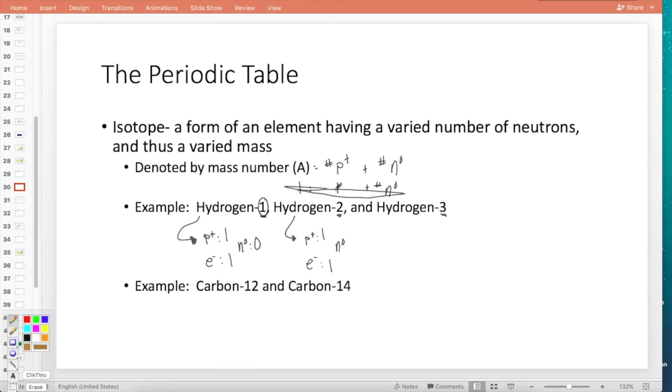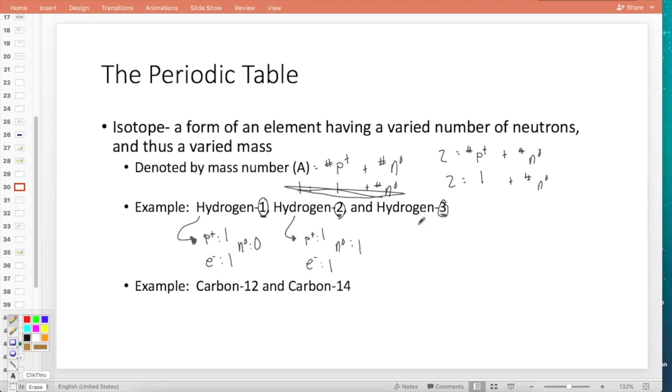Well, this time the mass number is 2. That's what this number means. That's going to equal the number of protons plus the number of neutrons. Number of protons is 1. The mass number is 2. Therefore, use some simple algebra. How many neutrons are there? 1 plus blank equals 2. Yeah, very simple. The answer is 1. 1 proton, 1 neutron, 1 electron.